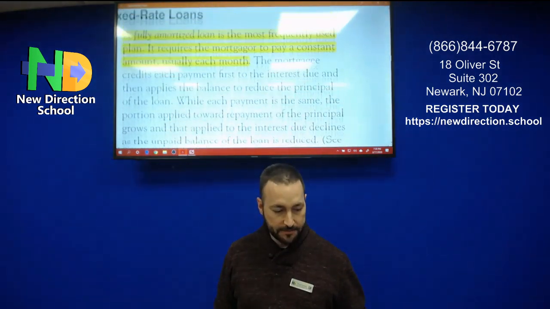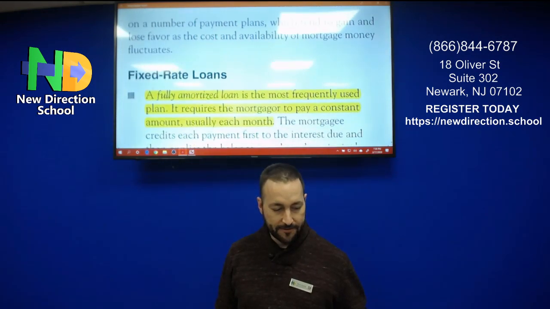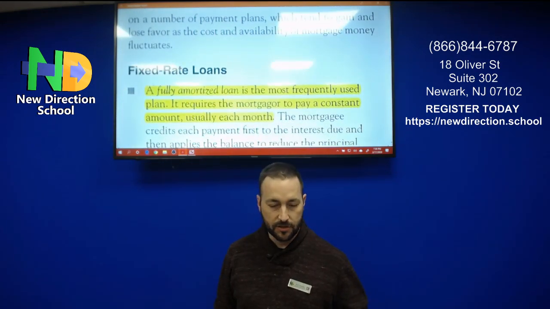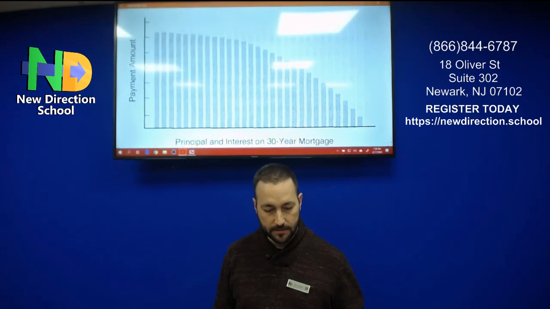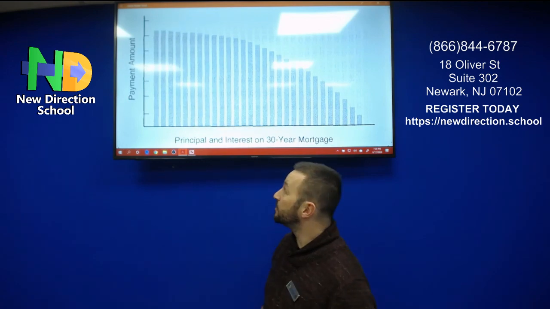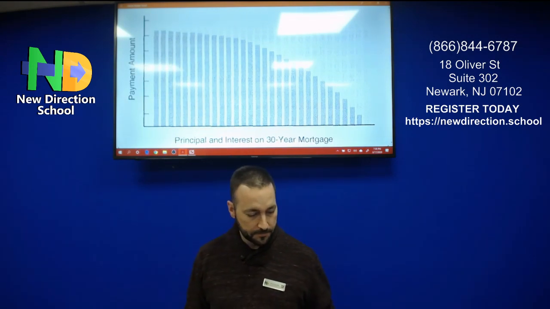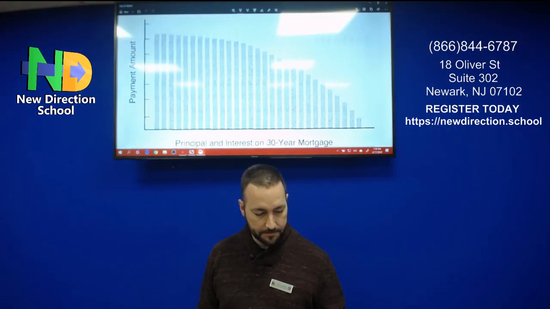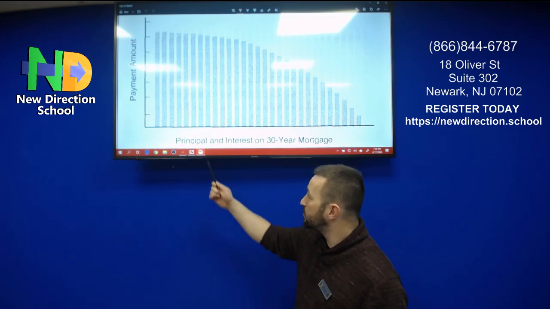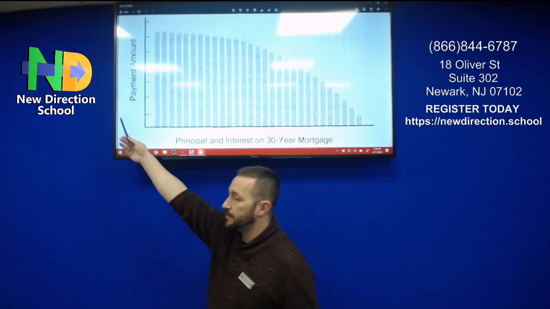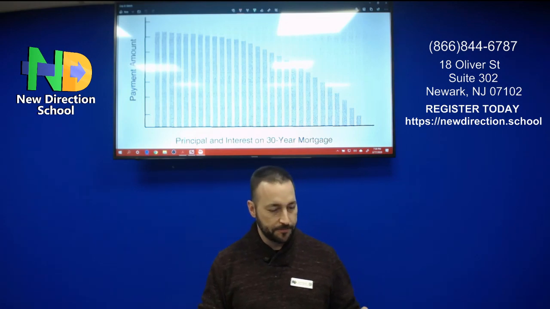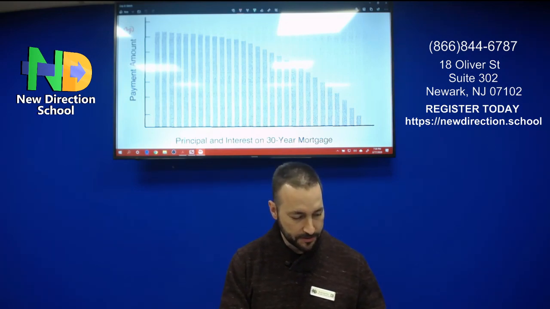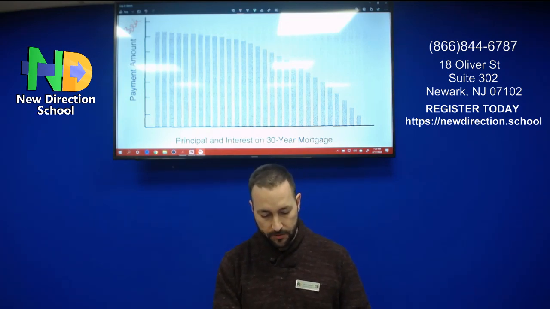Here on the right-hand side, we have fixed rate loans. That's where we're gonna start. But I want to show you something real quick before we start that. In your book, you can probably see a little bit better. It says here principal and interest on a 30-year mortgage, and it says payment amount, right? So you borrowed $300,000 over 30 years.